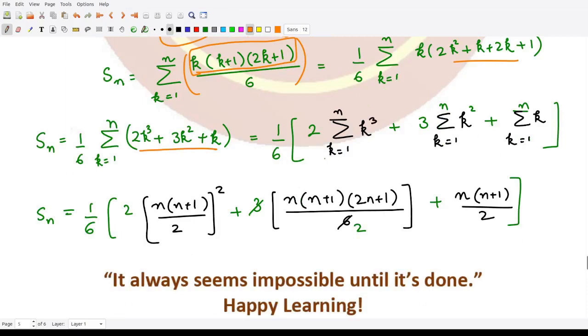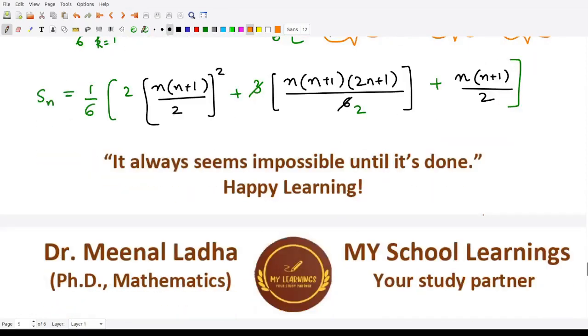Now you know the formulas. For the cube, we have the formula n times n plus 1 divided by 2, whole square. For square, you have this formula n times n plus 1 times 2n plus 1 divided by 6. And for the sum of first n natural numbers, it is just n times n plus 1 divided by 2. So we have just substituted the formulas here.